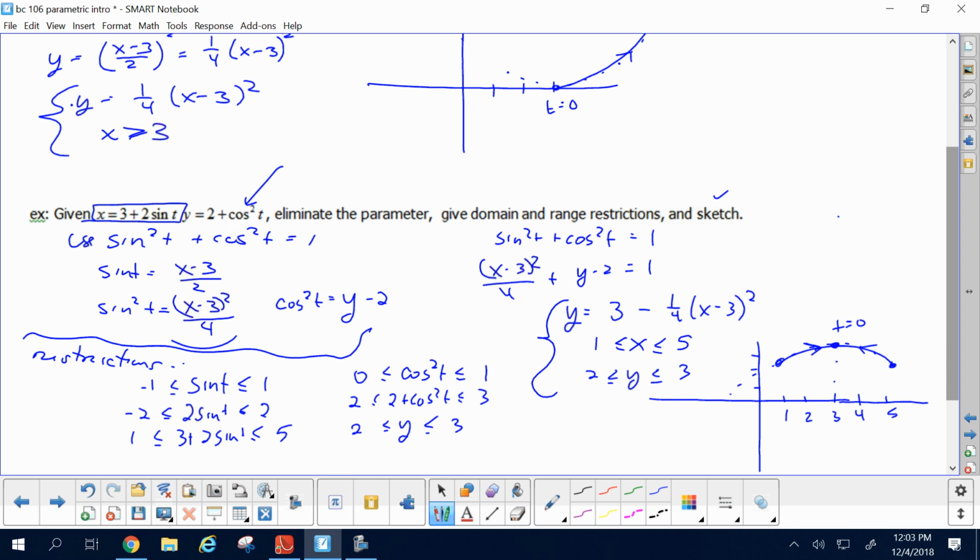Now you could show that in a lot of ways, but basically your arrows need to show both directions. It goes back and forth. If you were to graph those two parametric equations in your calculator, you would see this, the little trace going this way. Back and forth, back and forth.